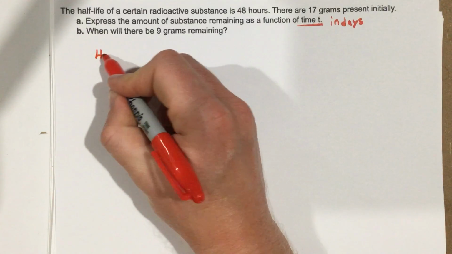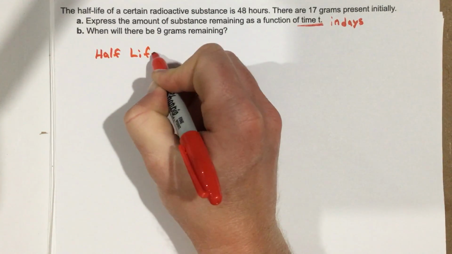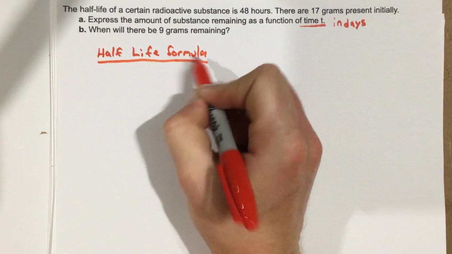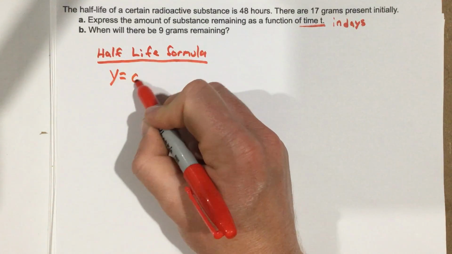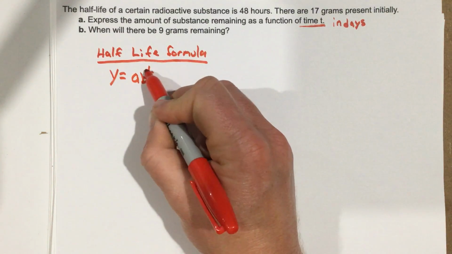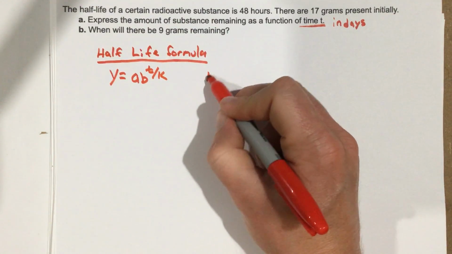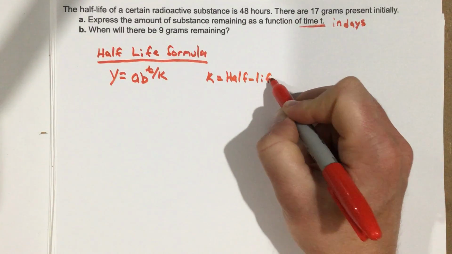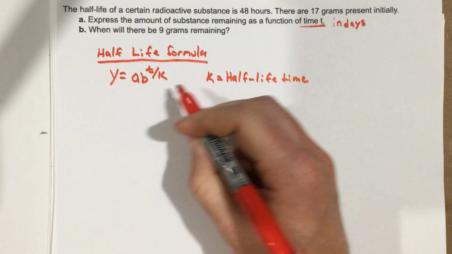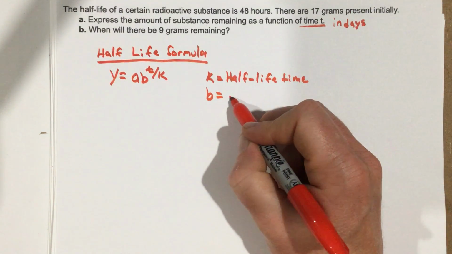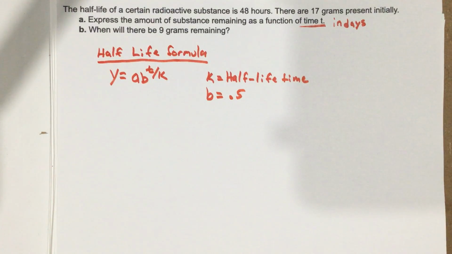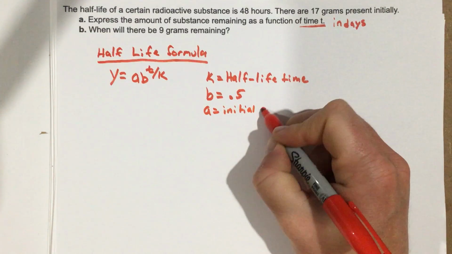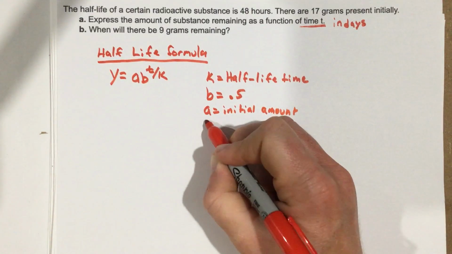First of all, the half-life formula. So half-life formula is y equals ab to the t over k, and k is the half-life time. Now, B is going to be 0.5 anytime we use the half-life formula. So A then is going to be the initial amount, and obviously T is going to be the decay time.